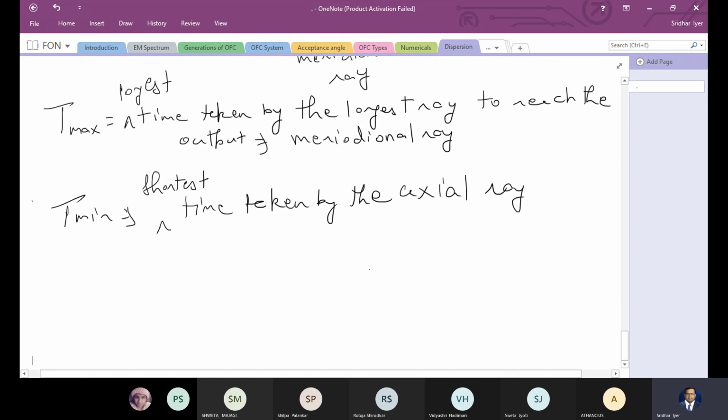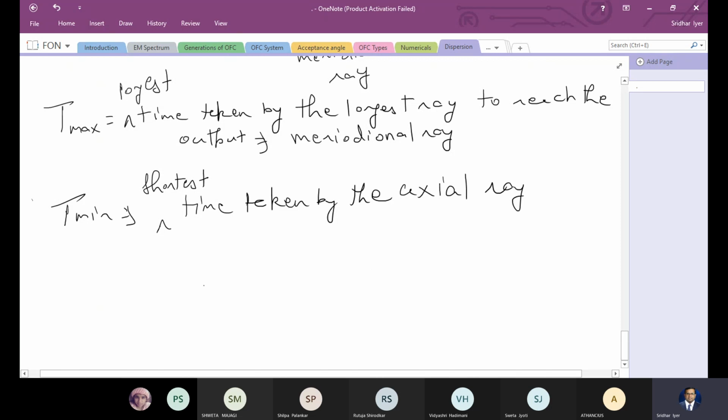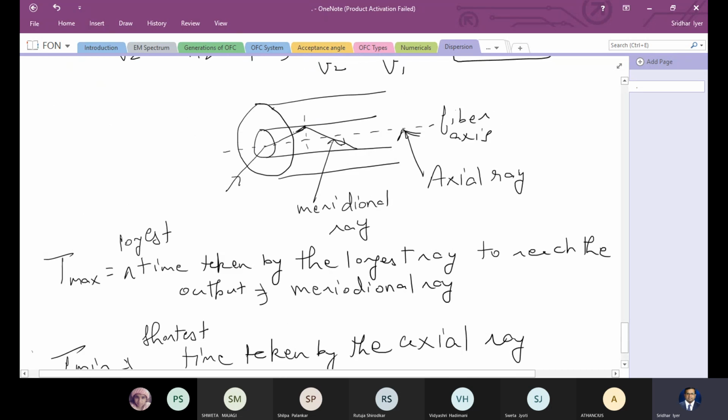So you have T max and T min. Let us have delta T, which is the time difference between them, and so you will have delta T as T max minus T min, right? I hope you have understood from the diagram that the meridional ray is going to take the longest time, right? So let me make it more clear on the diagram. This is going to be the ray with the longest time, and this axial ray is going to be the ray with the shortest time.